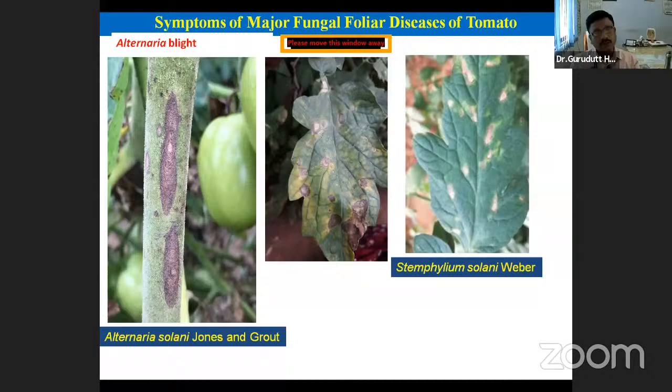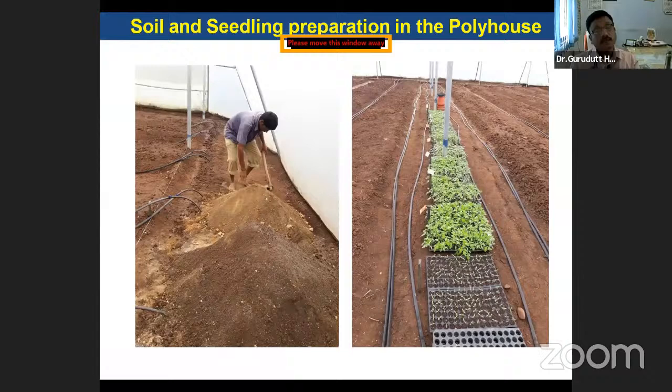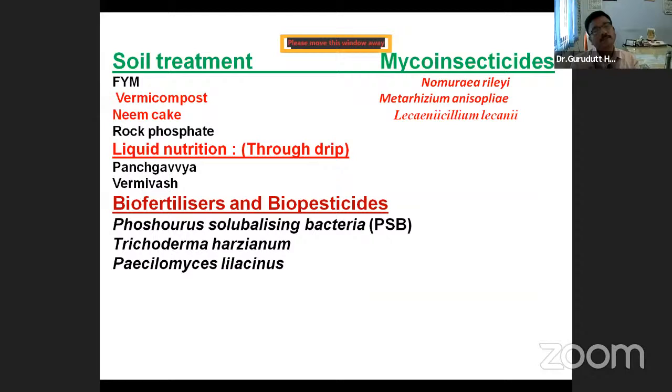And thorough land preparation is very much important. And nursery raising is another important step when we go for a poly house or protected cultivation. The soil should be enriched with soil test based nutrients. It may be organic or inorganic. Since ours is organic certified land, we have used all the organic materials mentioned here: FYM, vermicompost, neem cake, rock phosphate, and the liquid nutrition through panchagavya, vermi wash, and our own biofertilizers and biopesticides, myco insecticides to manage various insect pests.